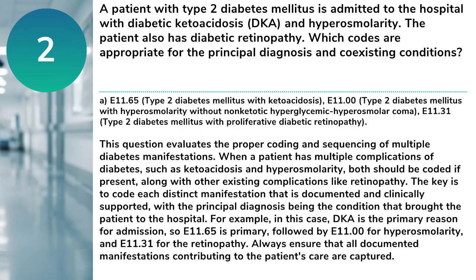The key is to code each distinct manifestation that is documented and clinically supported, with the principal diagnosis being the condition that brought the patient to the hospital. For example, in this case, DKA is the primary reason for admission, so E11.65 is primary, followed by E11.00 for hyperosmolarity, and E11.31 for the retinopathy. Always ensure that all documented manifestations contributing to the patient's care are captured.